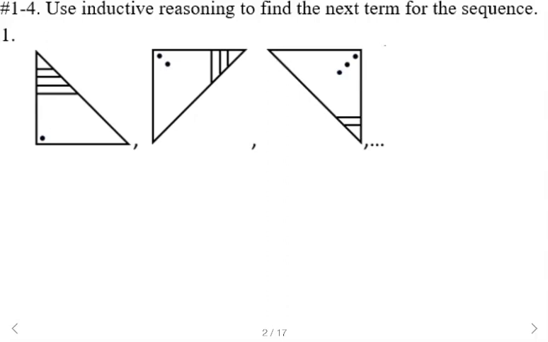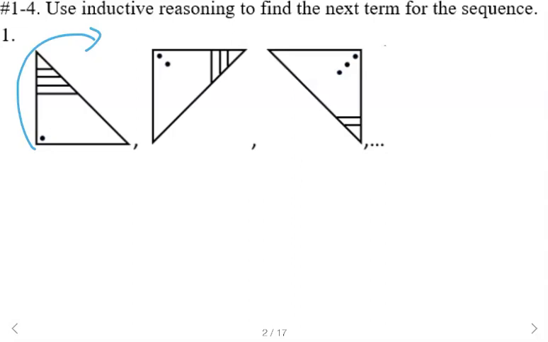All right, we're reviewing inductive reasoning, conditionals, and deductive reasoning. All right, so we got the sequence. We want to find the next term. And so let's notice some things about the sequence. It appears that the triangle is kind of rotating in this direction, 90 degrees in that direction.